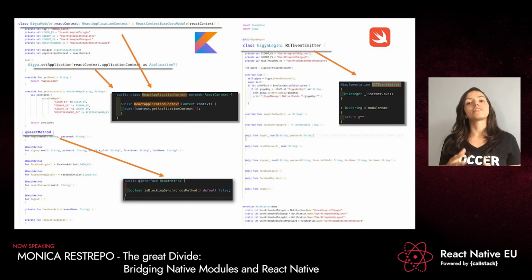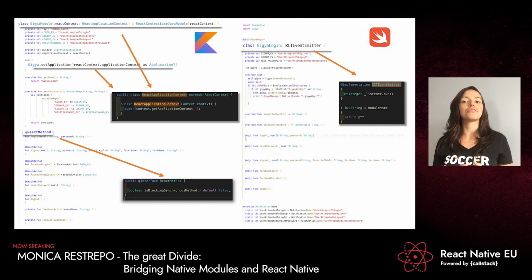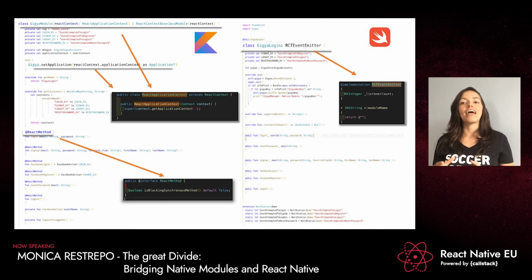The iOS side of things looks a little simpler. For our native module, we mainly use the React event emitter class, so our module can emit events from the native side into JavaScript and vice versa.